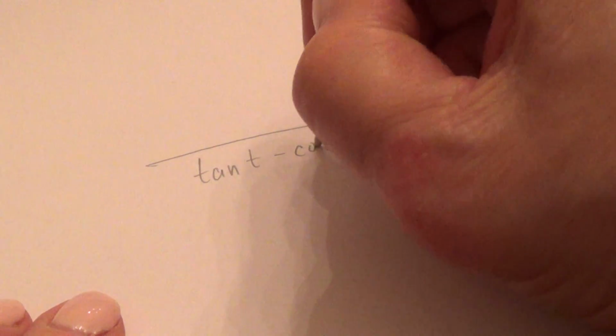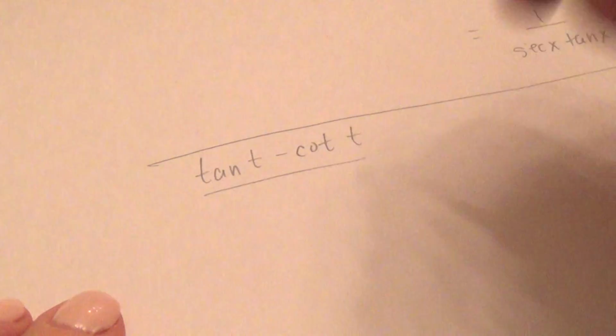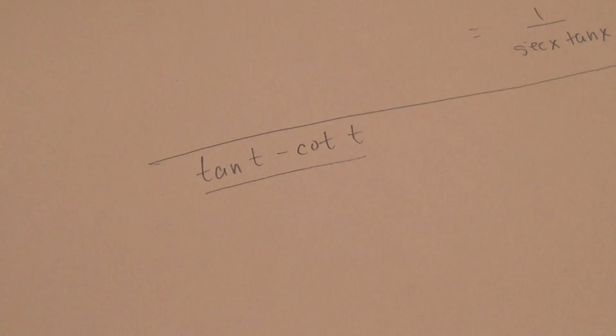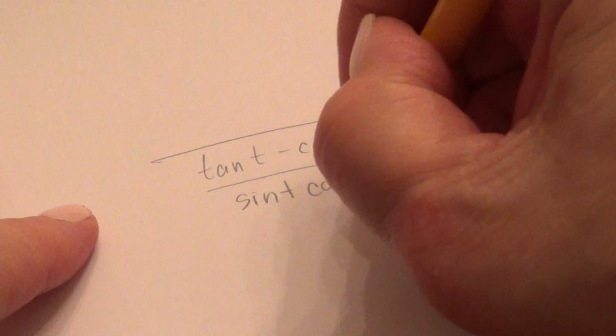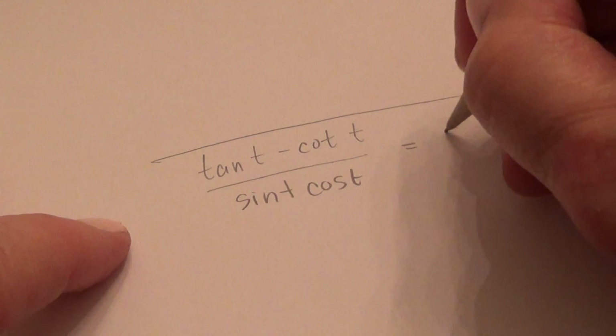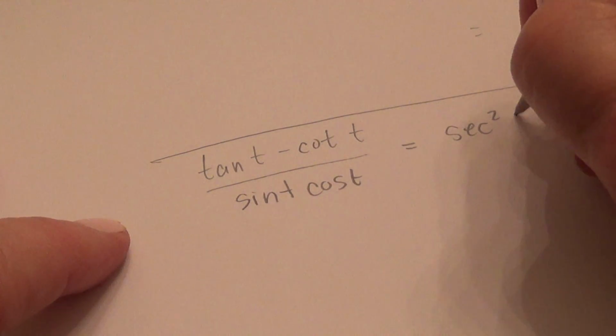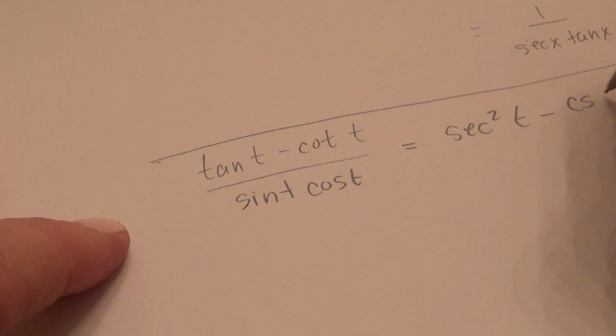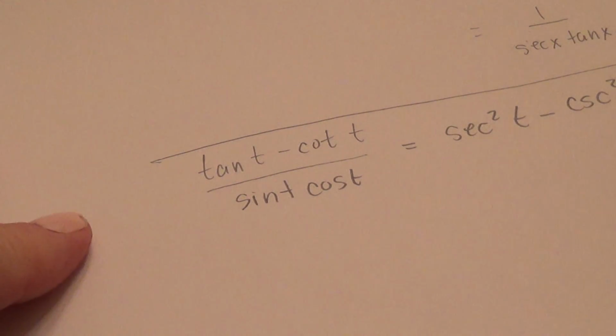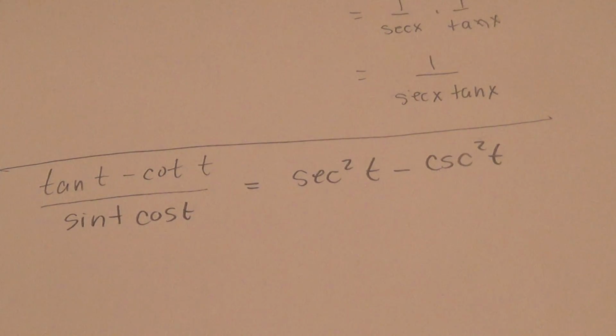Let's do tangent t minus cotangent t over sine t cosine t equals secant squared t minus cosecant squared t. So that's what I want you to verify.